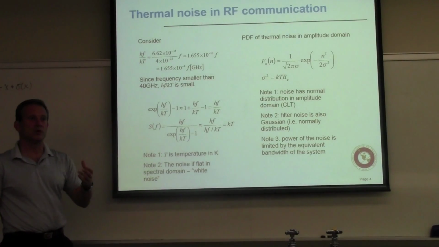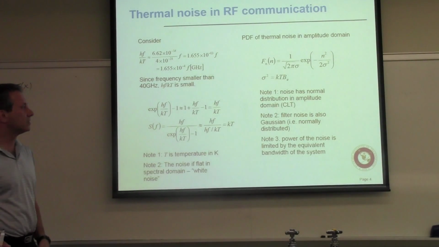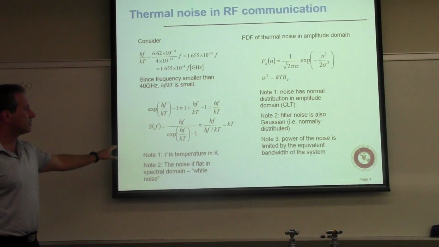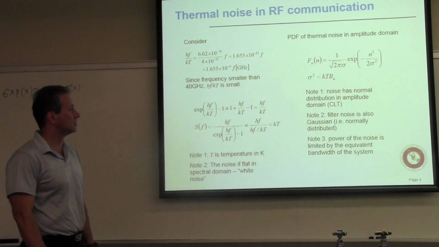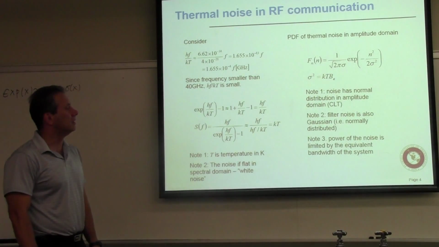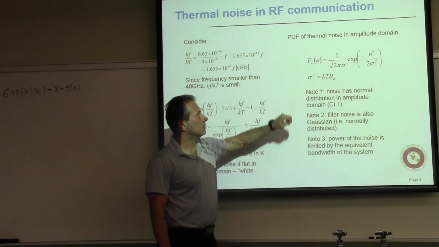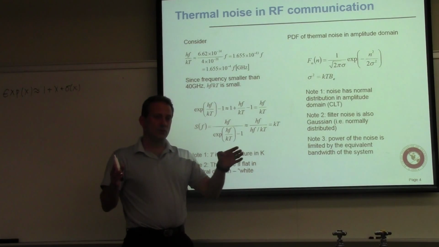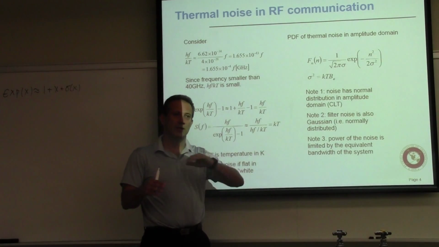As you know, for random processes, we have two forms of descriptions. One is the spectral description, and the other one is the amplitude description. In the spectral, it is flat. It means that across the entire frequency axis, the density is the same. And then in the amplitude domain, it exhibits the Gaussian character.